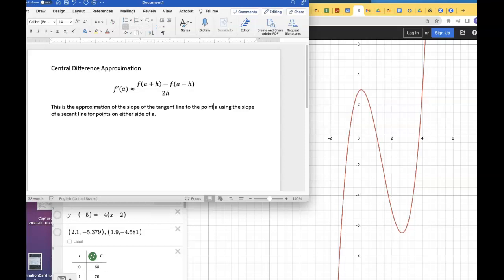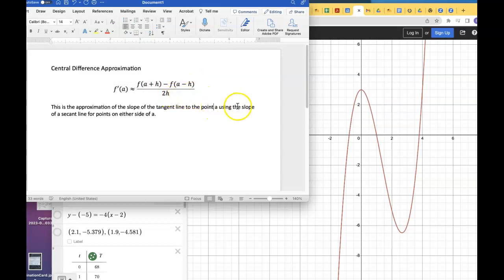Hello, and in this video we're going to look at the central difference approximation in section 1.5. The textbook gives the definition of the central difference approximation as f prime of a is approximately f of a plus h minus f of a minus h, over 2h. In reality, that's just the slope of the tangent line, which is f prime of a at point a, is approximately the slope of the secant line on 2 points close to a that are just h distance apart.